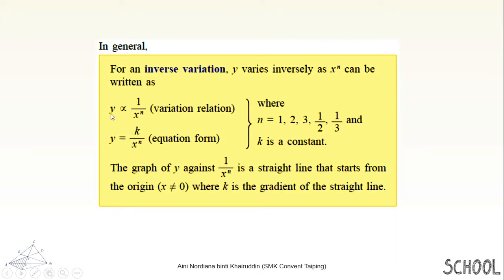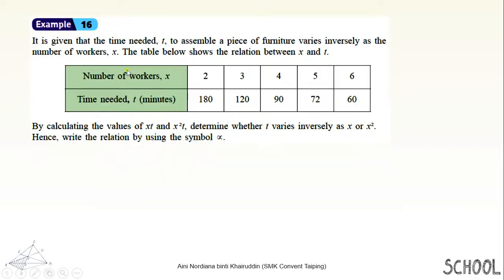If y varies inversely as x to the power of n, then we write it as y varies inversely as x to the power of n. In equation form, y equals k over x to the power of n. So have a look at example 16.